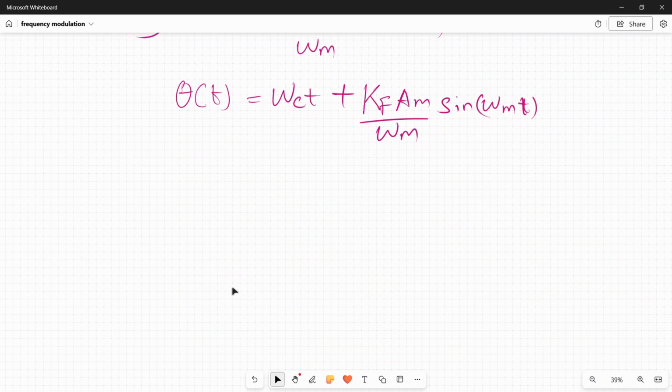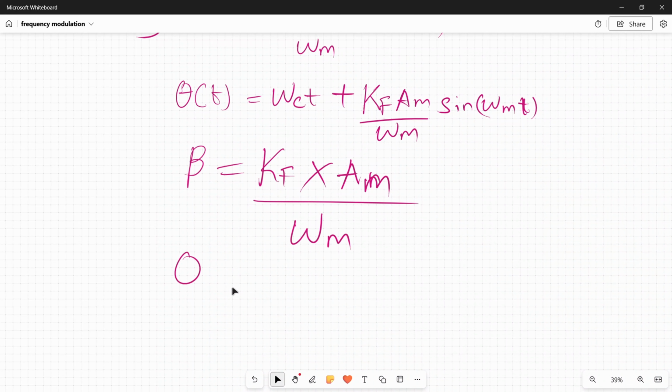So to make this equation a bit more compact, they included a constant. That constant is called the modulation index. Modulation index is equal to frequency sensitivity multiplied by amplitude of the message signal, all over the angular frequency of the message signal. So I'm going to plug that variable in there.